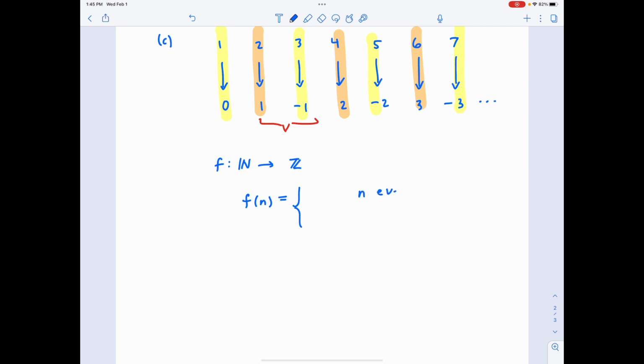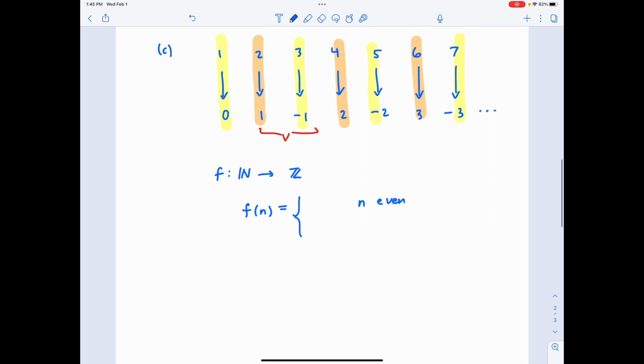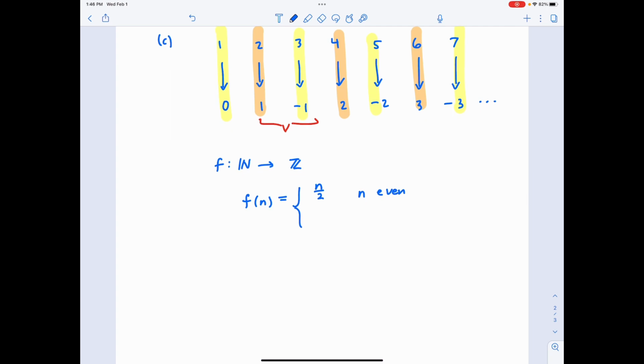When n is even, if I take a look at the correspondence between the numbers, so I'm looking at all these orange highlighted pieces, when I plug in 2, I'm supposed to get 1. When I plug in 4, I'm supposed to get 2. 6, 3. And I start seeing that the number this is going to is just n over 2. For the odds, it's a little bit trickier, but I'm just subtracting 1 off my n value. So I'm going to do n minus 1 divided by 2, but then that all needs to be negative.